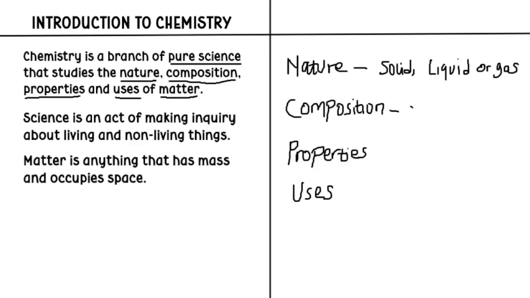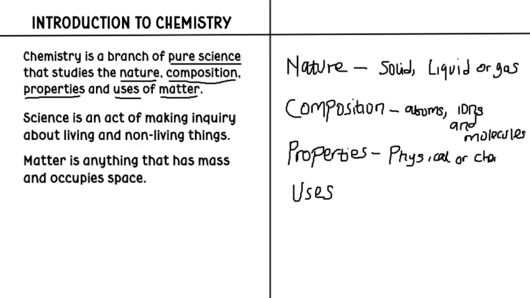Composition of matter. Matter are made up of atoms, ions, and molecules. Properties of matter can either be studied under physical properties or chemical properties. Physical properties are properties that has to do with physical change. As we talk about the boiling points, melting points, and chemical properties has to do with chemical changes in which new products are formed. Lastly, the uses of matter.